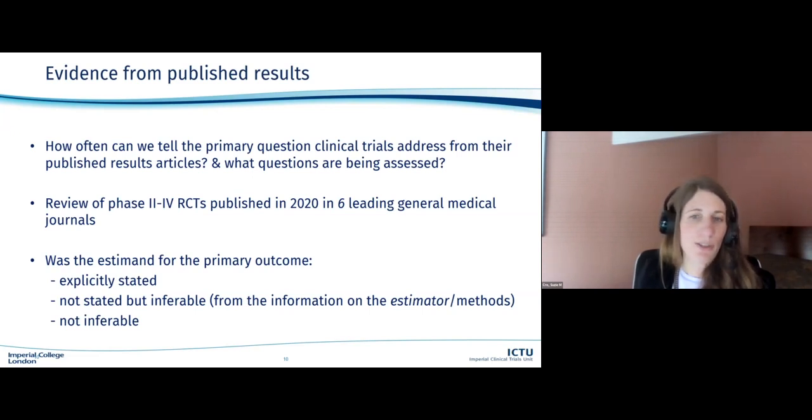If from the methods we could unambiguously infer a single question or treatment effect that was being targeted, then the Estimand was not stated but inferable. Otherwise, if it wasn't clear how to reconstruct the Estimand based on what was written in the method in the article, then the Estimand was considered not inferable. Now, just to note, we did exclude certain types of trials from this review, including cluster crossover and non-inferiority and equivalence trials. This is because statistical issues can be quite different for these.